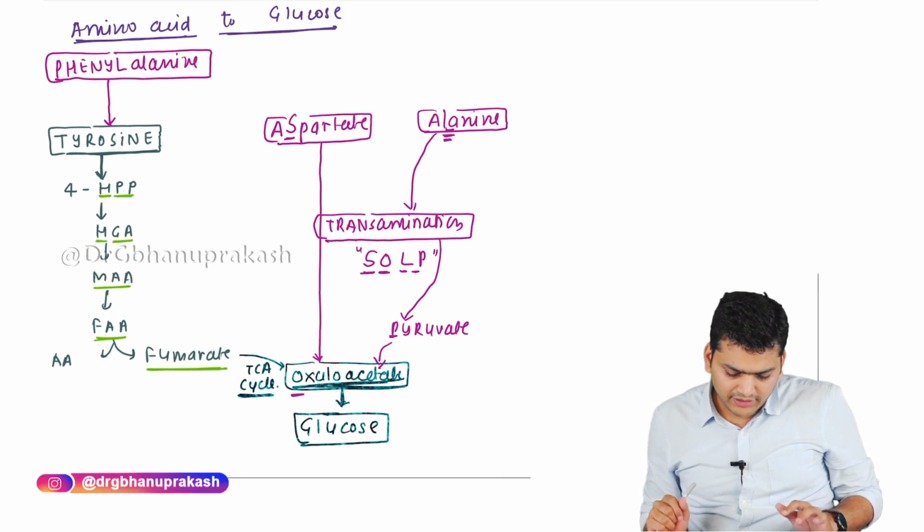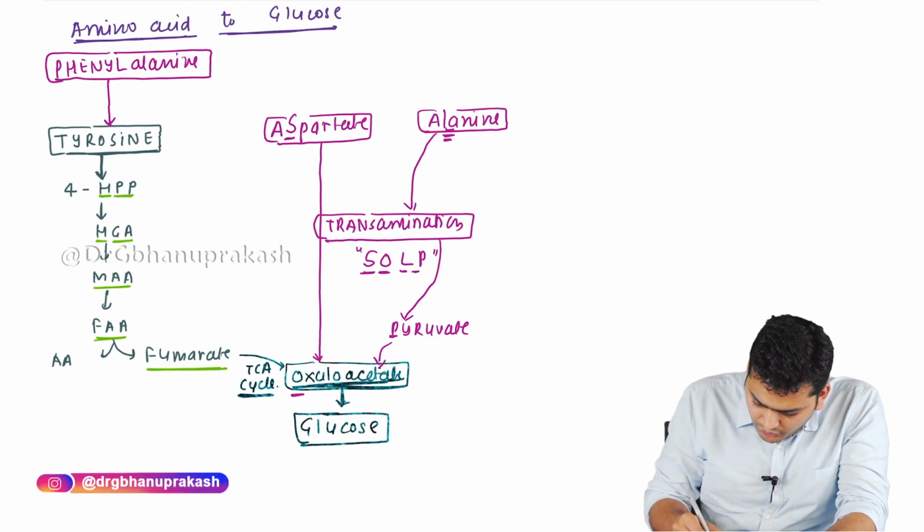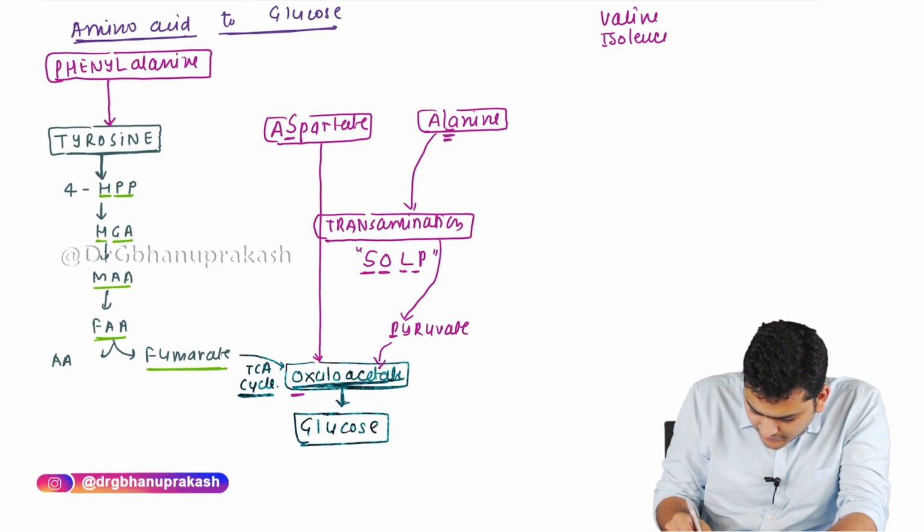Let's add a few more amino acids to this list. We know that valine, isoleucine, methionine and threonine.